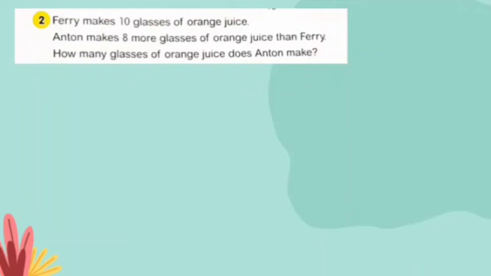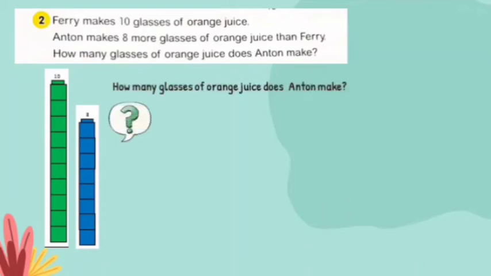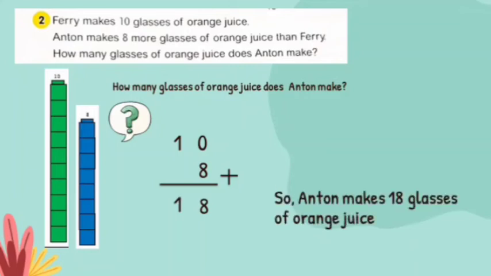So I have the 10 cubes here to represent the 10 glasses of orange juice of Ferry. And Anton makes 8 more. So how many glasses of orange juice does Anton make? You have to add all. So 10 plus 8 equals, we add 0 plus 8 equals 8, and the tens you directly write it. And so Anton makes 18 glasses of orange juice.